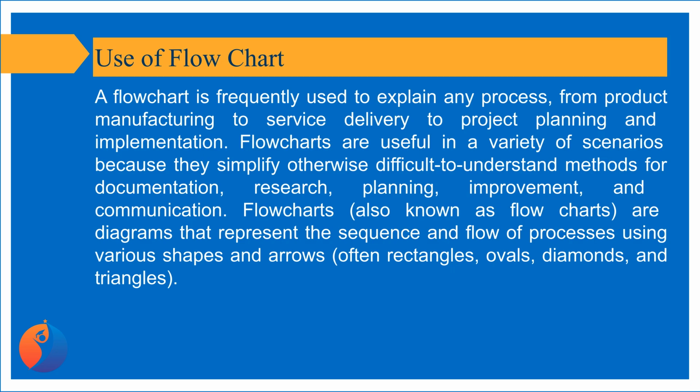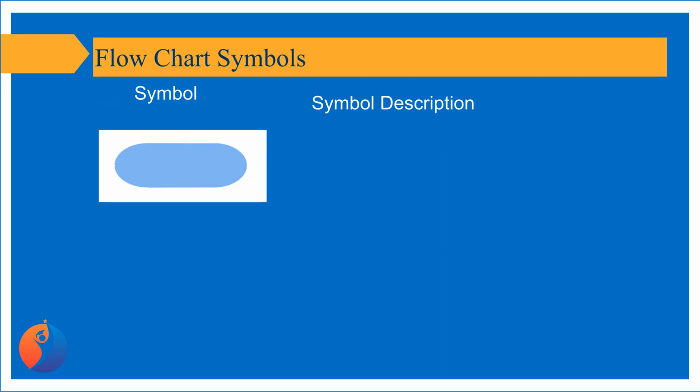Flowcharts, also known as flow diagrams, are diagrams that represent the sequence and flow of processes using various shapes and arrows, often rectangles, ovals, diamonds, and triangles. Flowchart symbols, names and description.